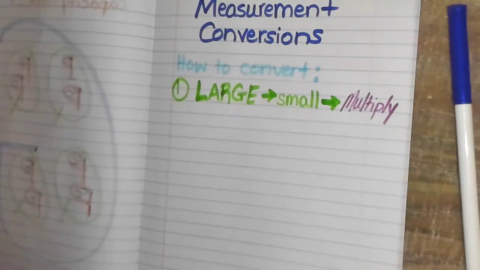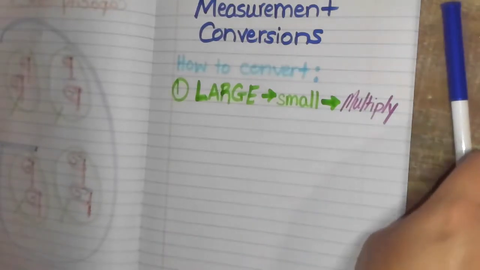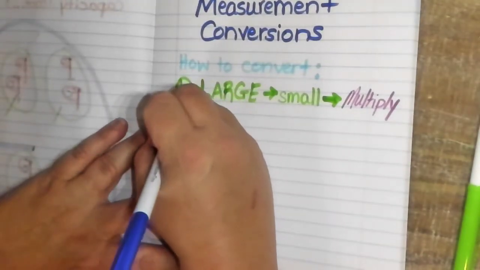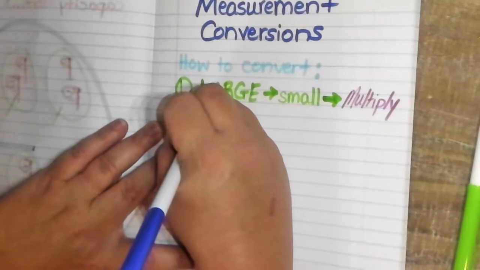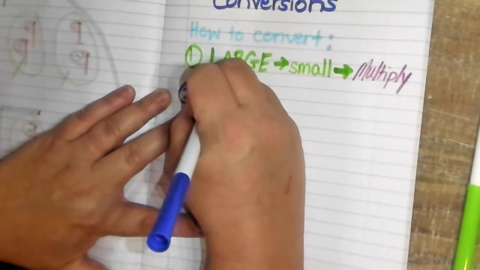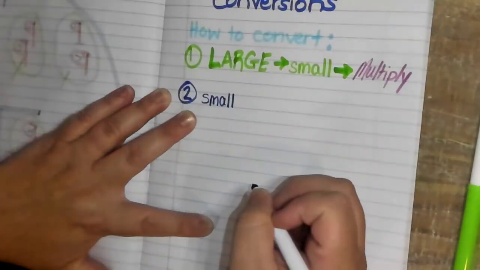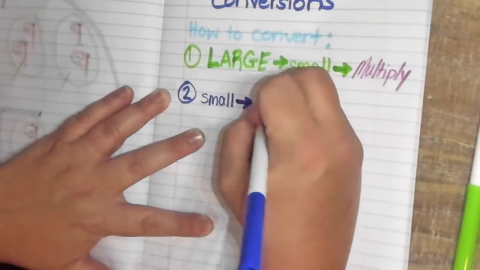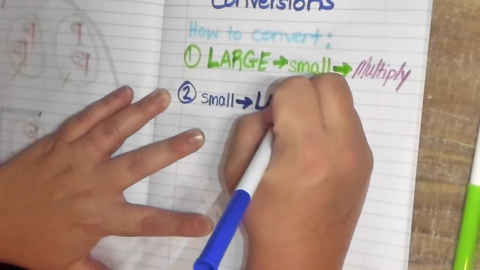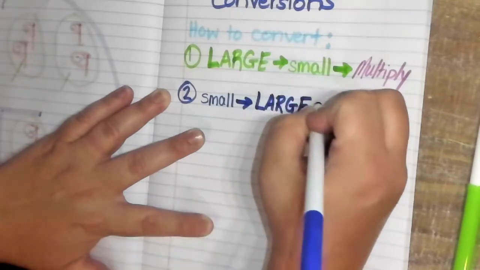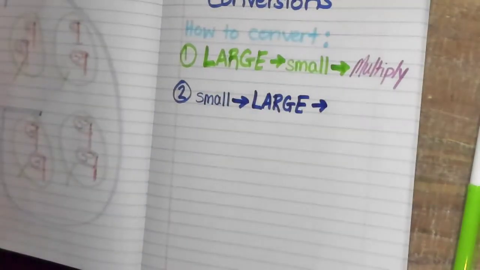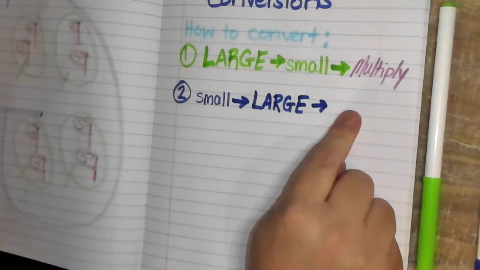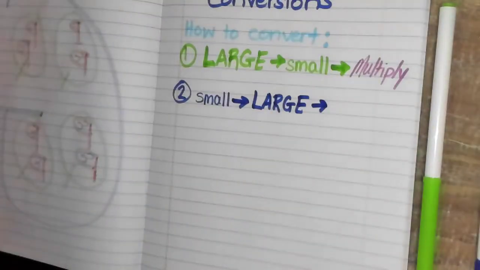Okay? The second thing I want you to remember, I'm going to write this in a different color. Number 2, if I'm going from a small unit to a larger unit, I am going to do the opposite of what I did up here, and I'm going to divide. So I'm going to write that down.